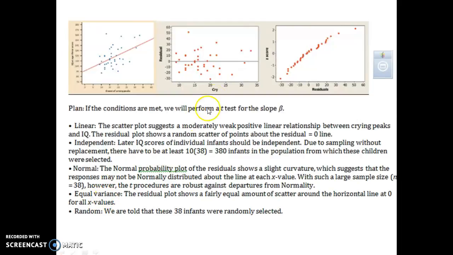Equal variance. We go back to the residual plot and look for an equal amount of scatter above and below the horizontal line. And it looks pretty good. You have this one big residual there, but overall it's reasonable to assume that there's equal variance. And finally, we are told that these 38 infants were randomly selected. So all of our conditions are met, at least reasonably so, that we can do our inference.